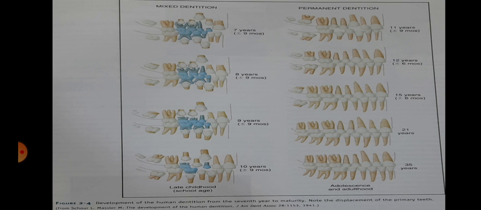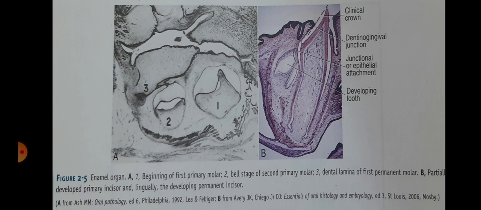This is figure 2.5 showing the enamel organ. You can see in picture A: 1 indicates the beginning of the first primary molar, 2 indicates the bell stage of the second primary molar, and 3 indicates the dental lamina of the first permanent molar. That is, 1 for the primary first molar, 2 for the primary second molar, 3 for the permanent first molar.